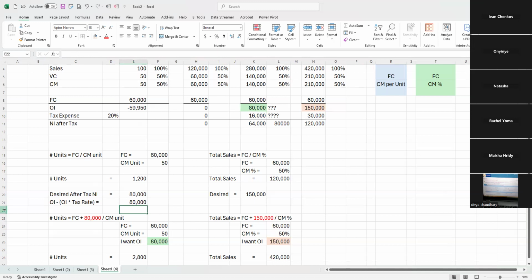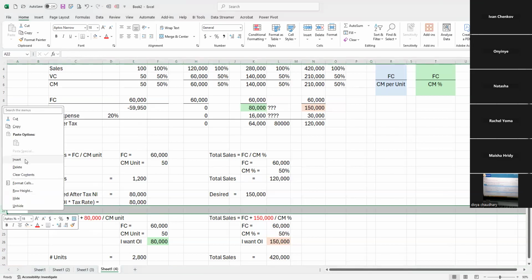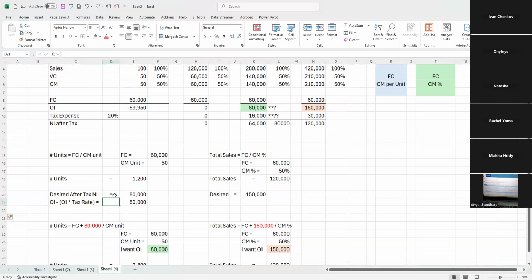Make sense? Are you guys with me? Yes. Okay, so how can I find my operating income from here? You need to increase it by the percentage tax. Correct. How can I do that?